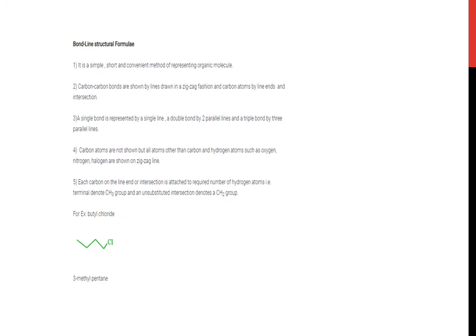For example, butyl chloride, it is shown on the screen. It contains 4 carbon atoms. It means it has 4 tips, meaning 4 intersections.